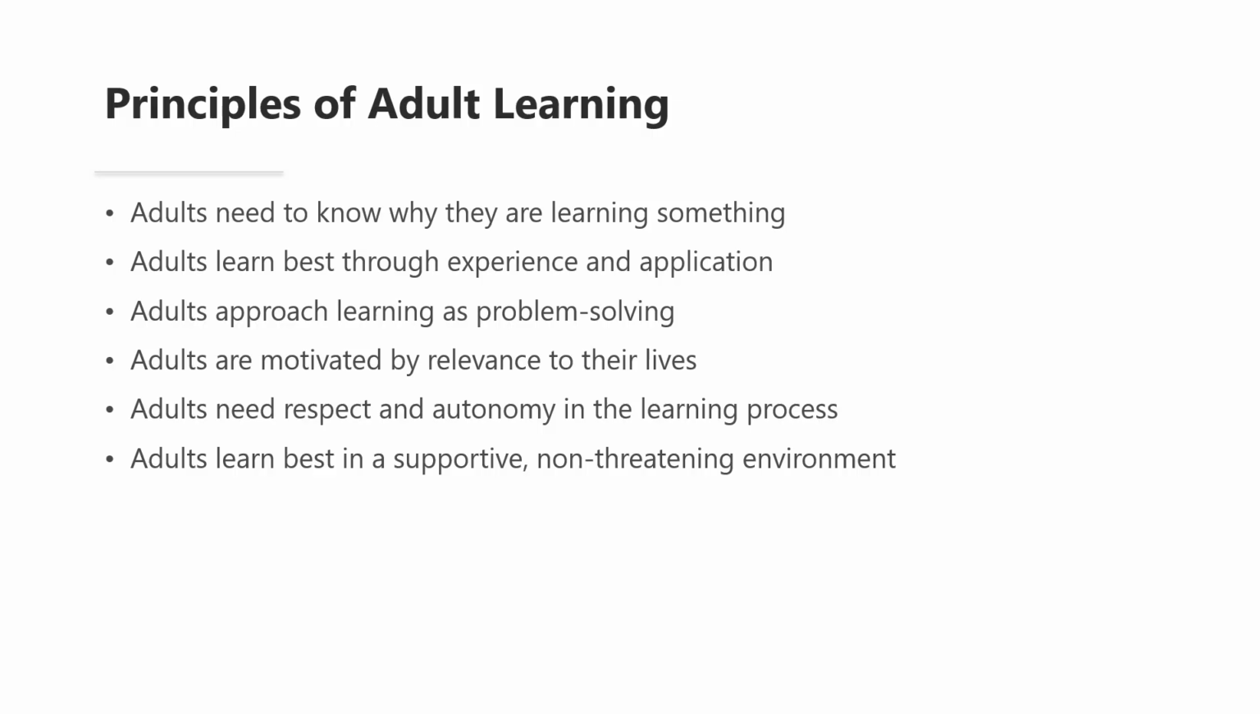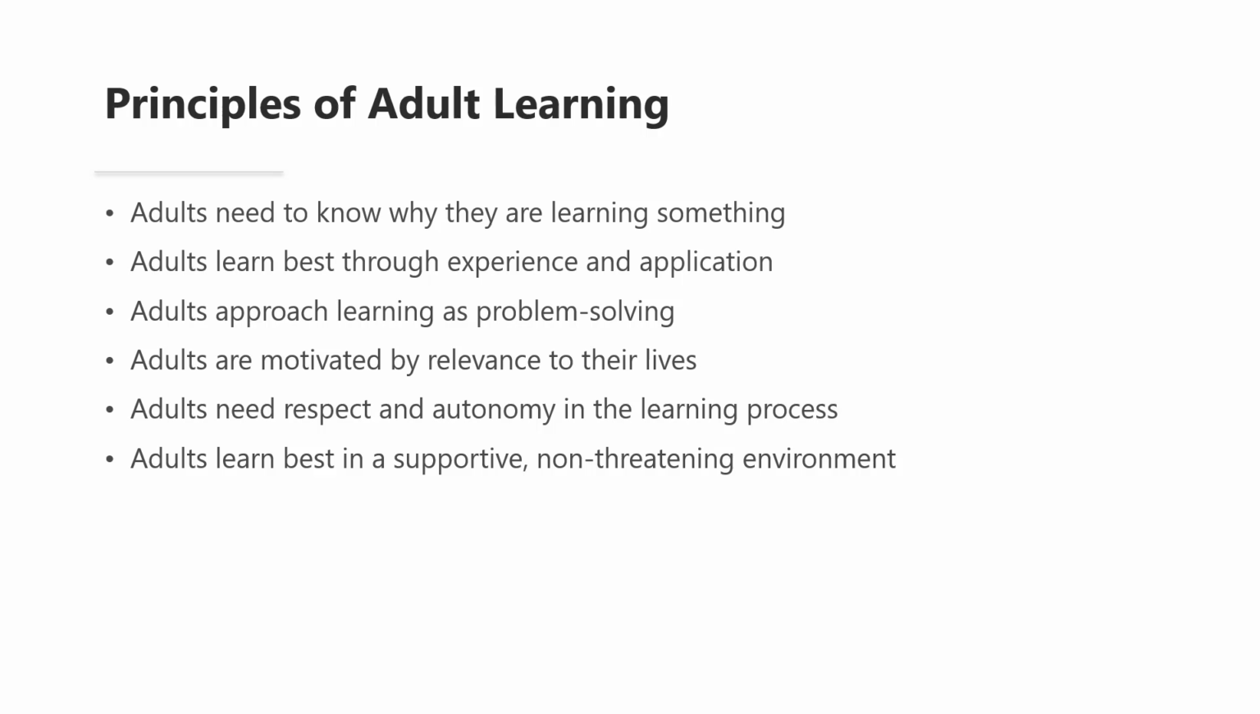The fourth principle is that adults are motivated by relevance. If they cannot see how the information applies to their situation, they will disengage. Always connect content to their immediate needs and concerns. The fifth principle is that adults need respect and autonomy. They do not respond well to being talked down to or treated like children. Honor their existing knowledge and experience.